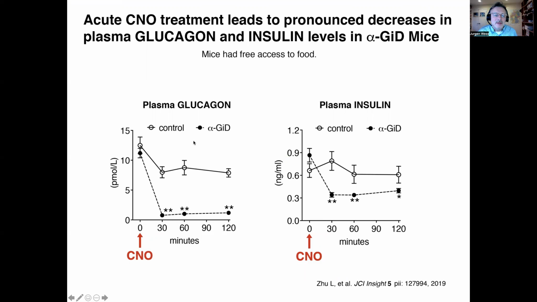We refer to these mice as alpha-GiD mice for the sake of simplicity. In this slide, we injected control mice as well as alpha-GiD mice with a single dose of CNO at time 0. Strikingly, plasma glucagon levels went down dramatically in the DREADD mice after stimulating this alpha-Gi DREADD. At the same time, insulin levels were also significantly reduced. Such effects were not seen in the control animals.